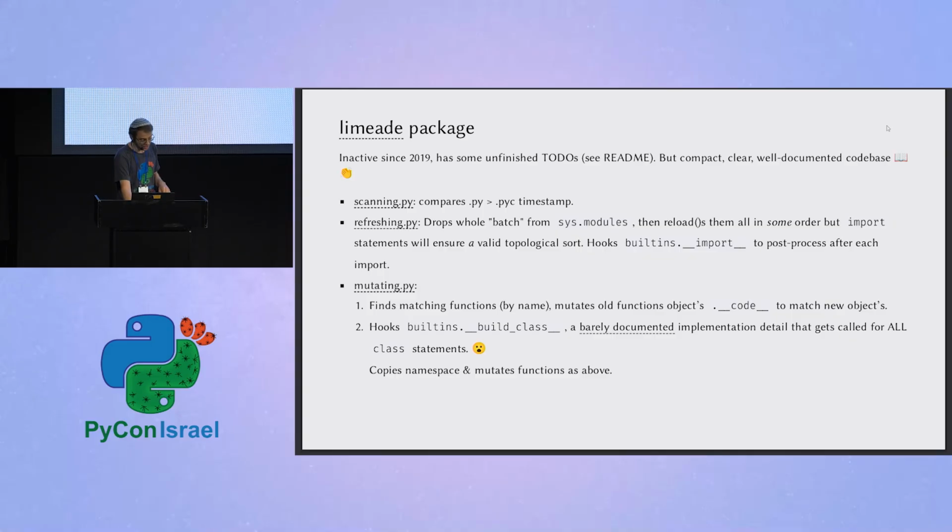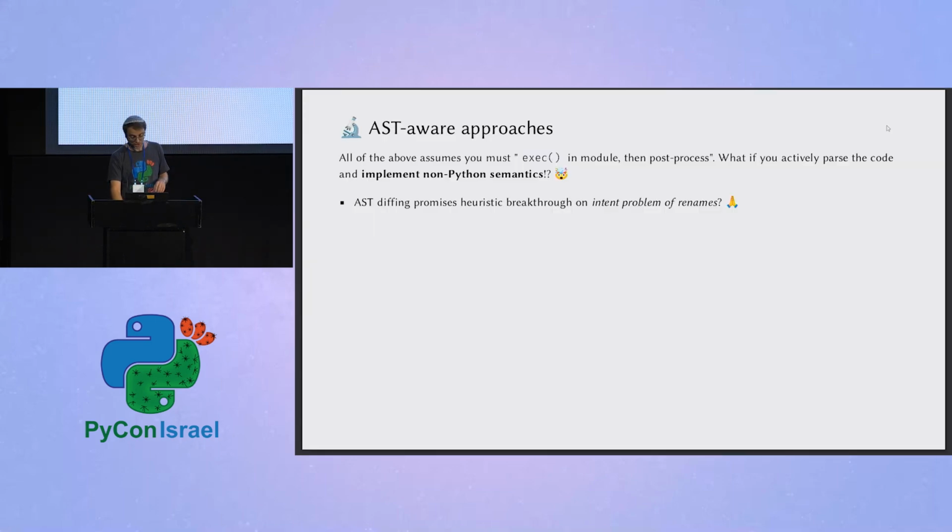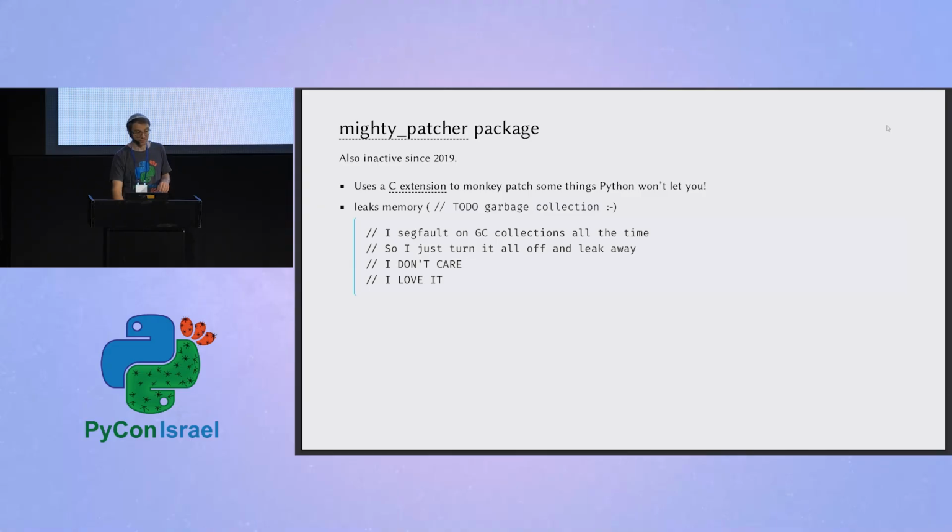I don't have time, so you can look more in the presentation, but I'll mention quickly. Limeade is not active anymore, but it's quite a compact library. It's well written, and if you want to read it, I can recommend it. It has some nice techniques. There is a library that even does C extensions to mutate things to patch. Like I told you, you can patch code objects on functions. There are some attributes in some situations that you cannot patch. Somebody made an experimental extension to patch them still.